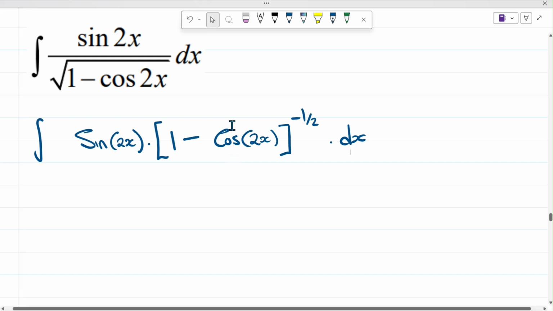So I was saying that if we let 1 minus cos of 2x be our f of x, can this be f prime of x? Yes, because when we differentiate 1 it becomes 0, but then when we differentiate negative cos of 2x it becomes negative multiplied by sine of 2x, or negative sine of 2x, and at the end of the day we're going to have positive. That's what I'm trying to say.